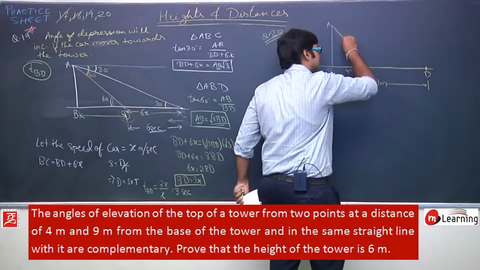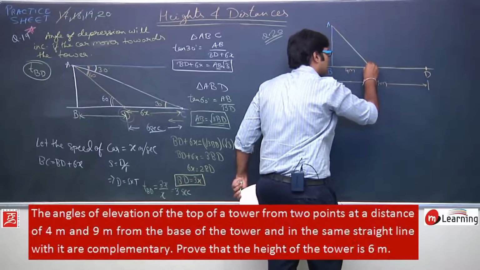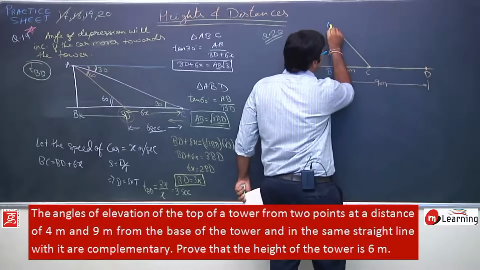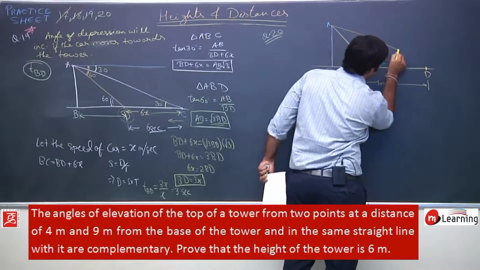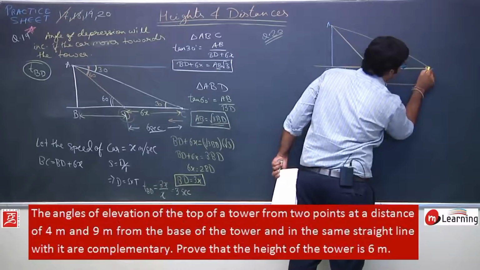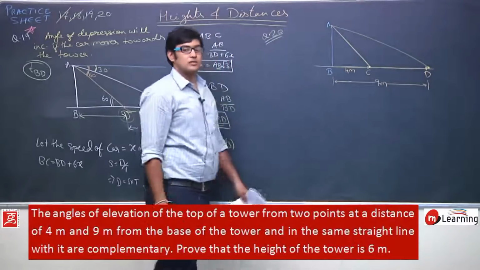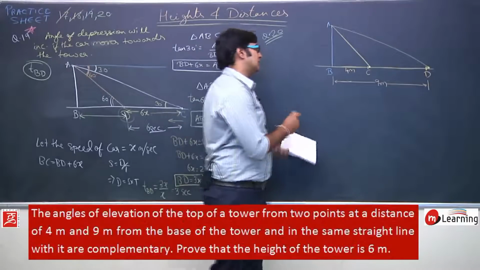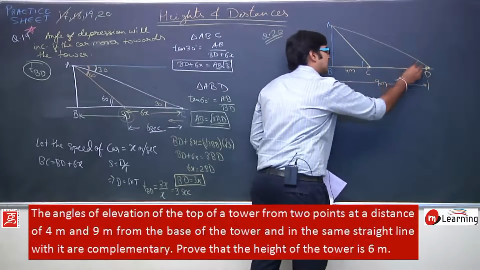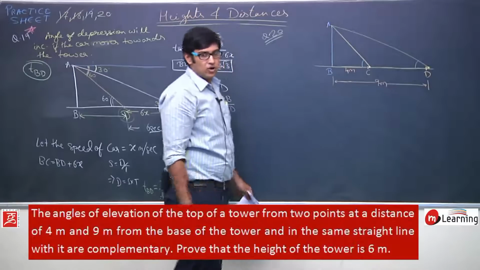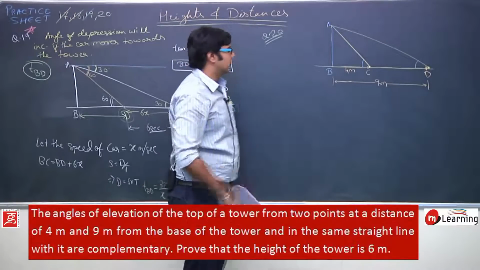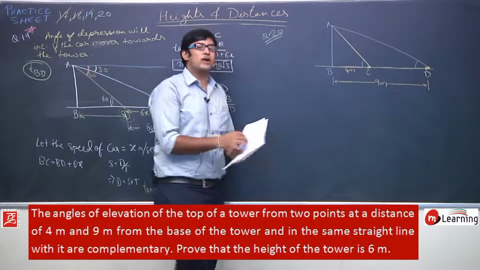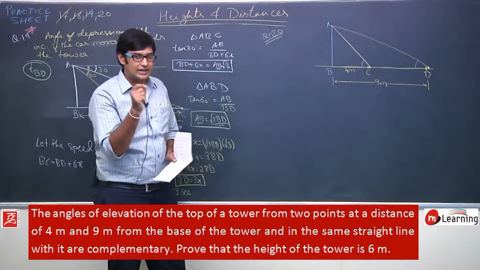And if I observe the tower from this D point, my line of sight will be this one. This is the D point, and it says that the angle of elevation formed. What are the angles of elevation? This is one angle and this is another angle. So the angles of elevation formed at these 2 points are complementary. It means the sum of the 2 angles is equal to 90 degrees.